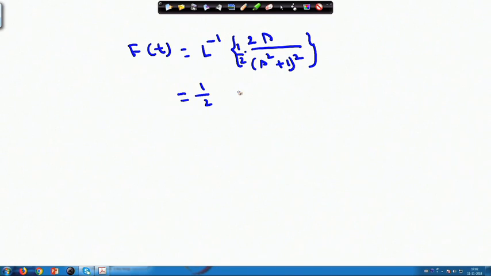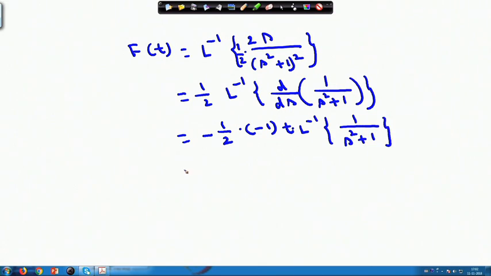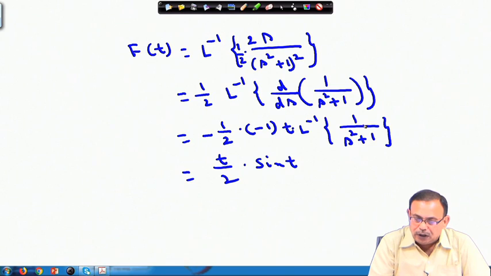2s by (s square plus 1) squared means, using the theorem, I can write it as d/ds of 1 by s square plus 1. Using the property of inverse Laplace transform, I can write it as half into L inverse of d/ds of 1 by s square plus 1, and this equals minus half into minus 1 to the power 1 into t into Laplace inverse of 1 by s square plus 1. This becomes t by 2, and Laplace inverse of 1 by s square plus 1 is sin t. So, after d/ds, I am getting Laplace inverse of 1 by s square plus 1, whose value is t by 2 into sin t. Therefore, for that integral equation, the value of f(t) is t by 2 into sin t.